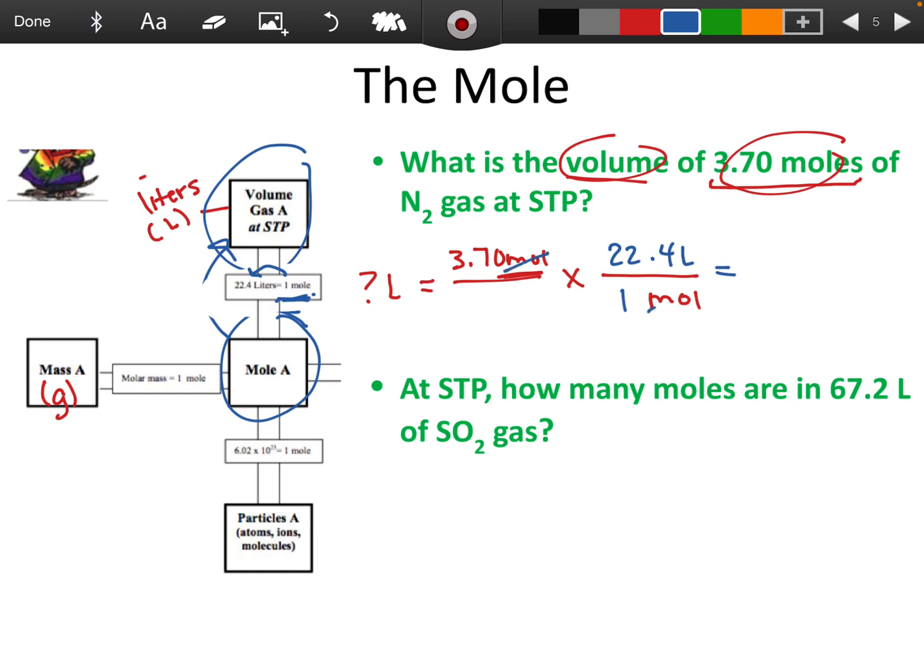Then moles cancels out with moles. You multiply the numbers across the top, divide by the numbers along the bottom, and then you have to round to sig figs. 3.70 has 3 sig figs, 22.4 has 3 sig figs, so we would end up with 82.9 liters. So 3.70 moles of gas under standard conditions would take up 82.9 liters of space.